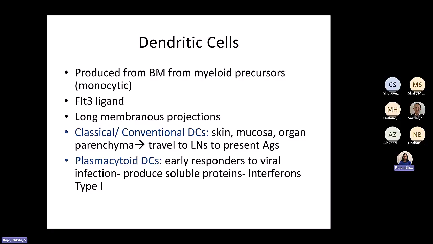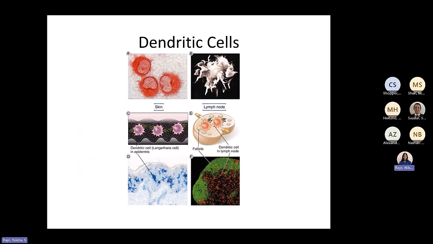Versus the plasmacytoid dendritic cells. These are early responders in viral infection, and they are factories that produce interferons, the type 1 interferons. So again, plasmacytoid dendritic cells, remember, are the major producers of type 1 interferons.